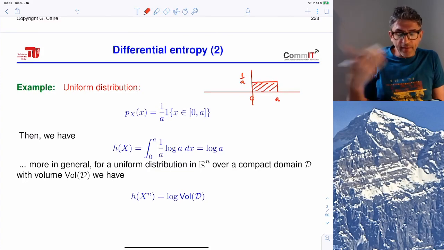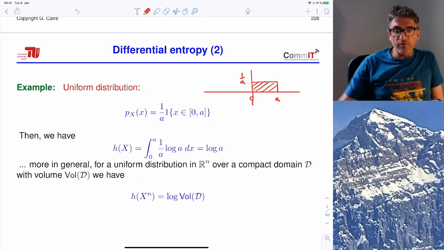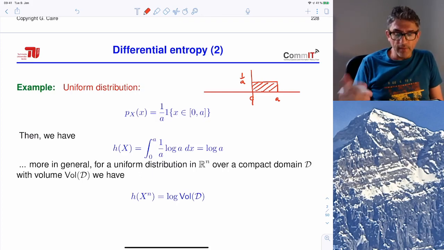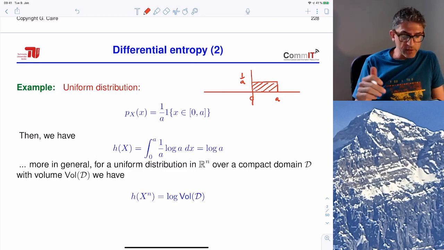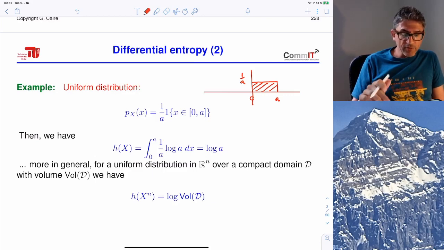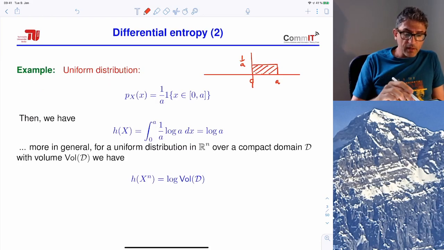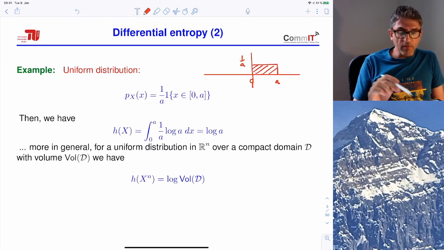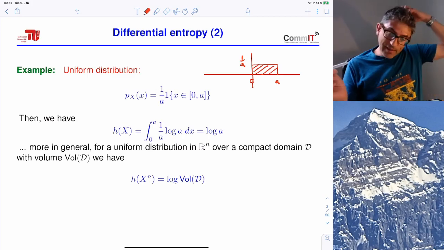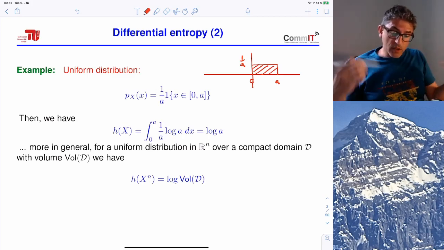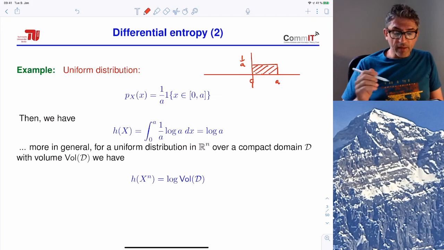When you integrate a density over all possible values, you have to get 1, and probability densities are non-negative functions. If I apply the definition, the differential entropy of a uniform random variable X is the integral from 0 to a of 1 over a times log of 1 over 1 over a, which is log of a, so the result is log of a.